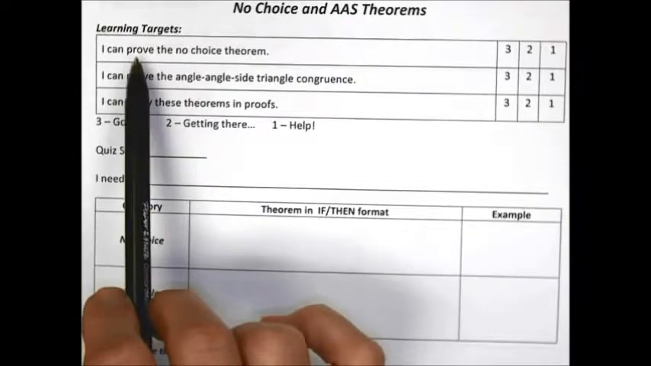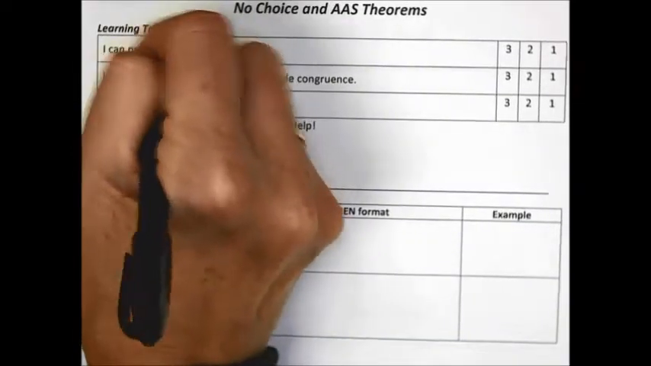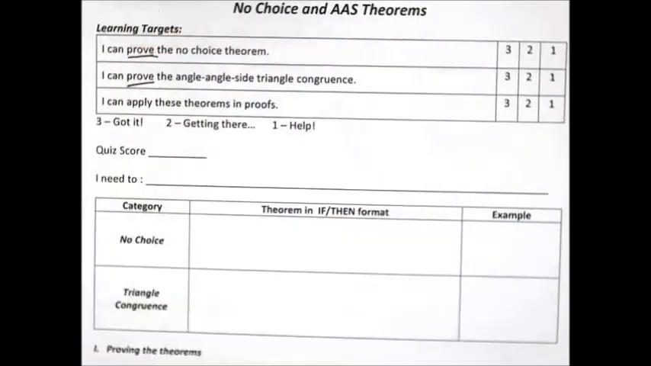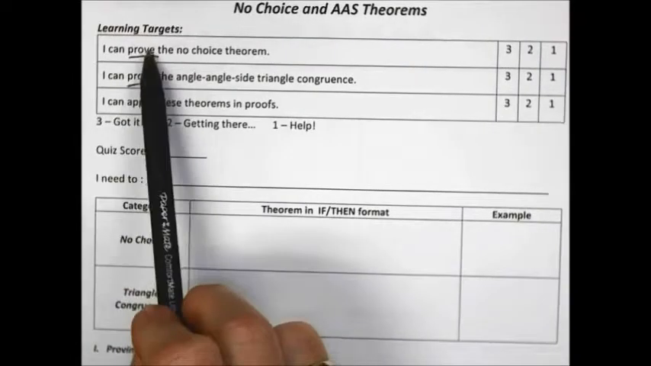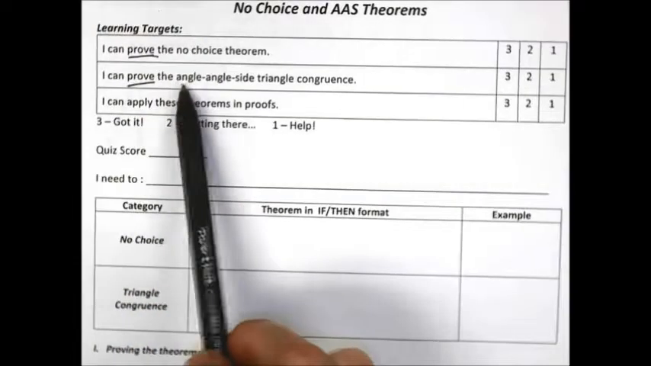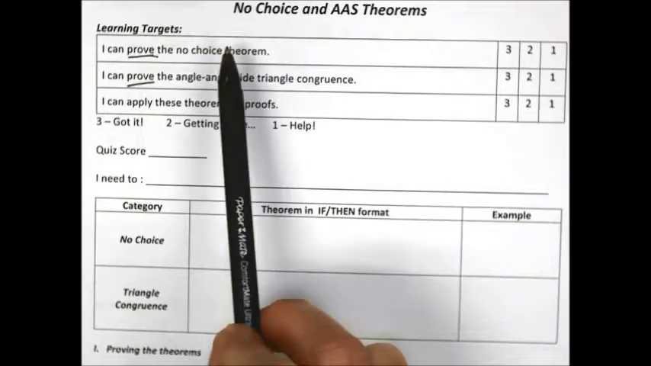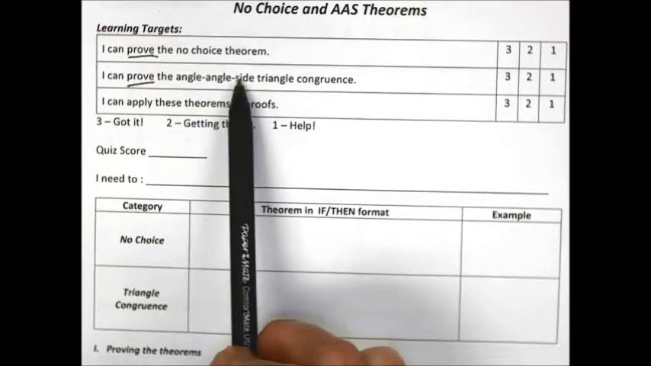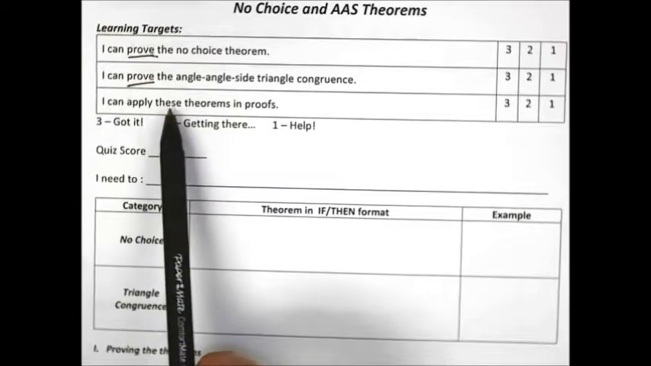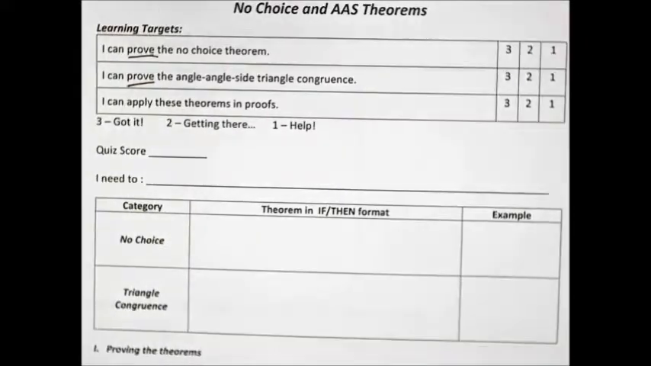But notice these specific targets say that I can actually prove the theorems. We don't always do that, but we are in this lesson. So again, two theorems, one called the no choice, one called angle-angle-side. I'm going to prove them, and I want you to be able to prove them, but then we're also going to use them in proofs, and I'll show you the difference.